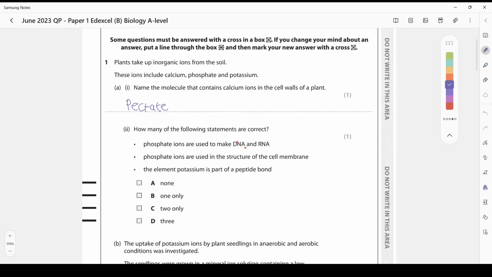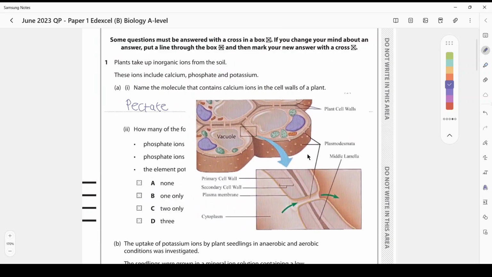Let me just show you an image of that. So here we have two adjacent plant cells. We have your cell wall here, and then we have the middle lamellae here. And this pore here is the plasmodesmata, so that is a pore that links the two cells together. And your middle lamellae is where you would find your calcium pectate.